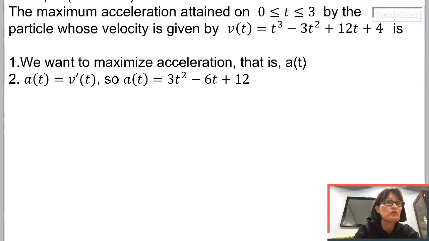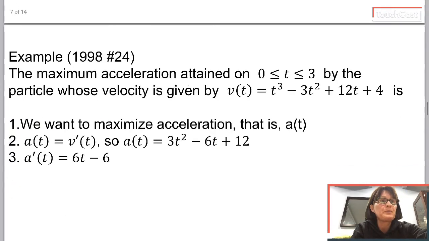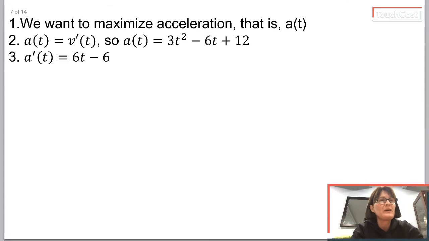Step 3, find the derivative of that function. So that would be a prime. My v and my a weren't too tricky. They were just polynomial functions. So finding a prime of t, not so bad: 6t minus 6. Step 4, I need critical points for my a function. That's going to be any place where a prime equals 0. I need 6t minus 6 to equal 0.